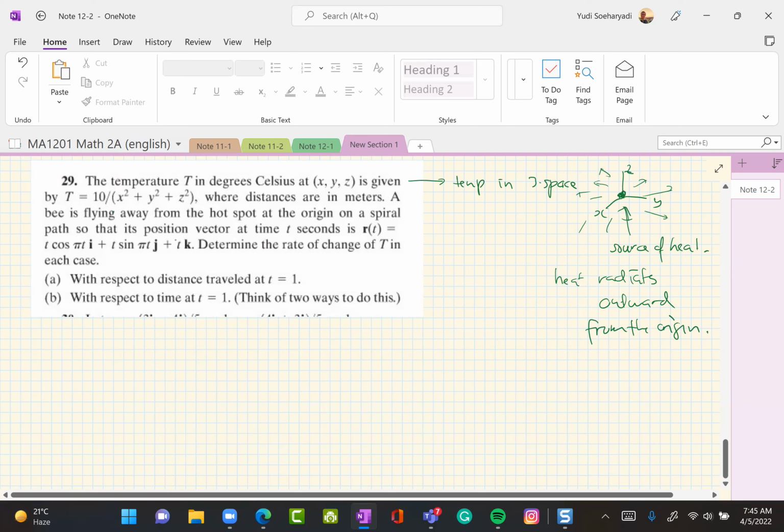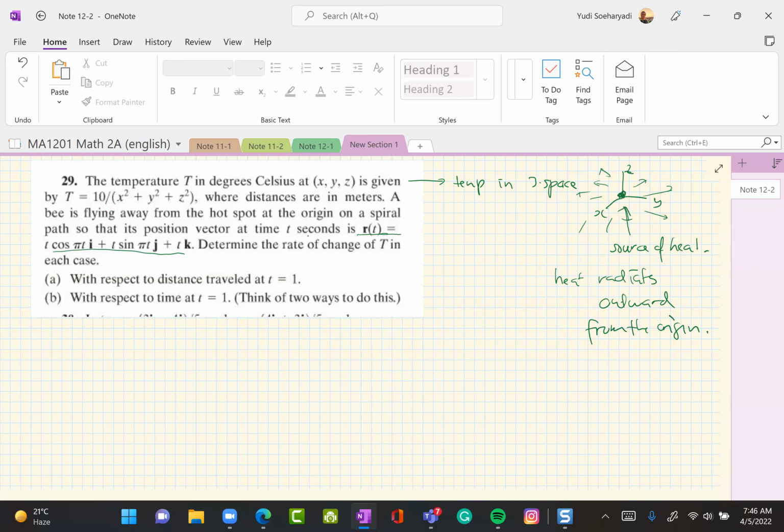Its position at time t is determined by this path, cosine, sine t. Okay, so this is the bee's path. Determine the rate of change of T in each case with respect to distance traveled at t equals one.